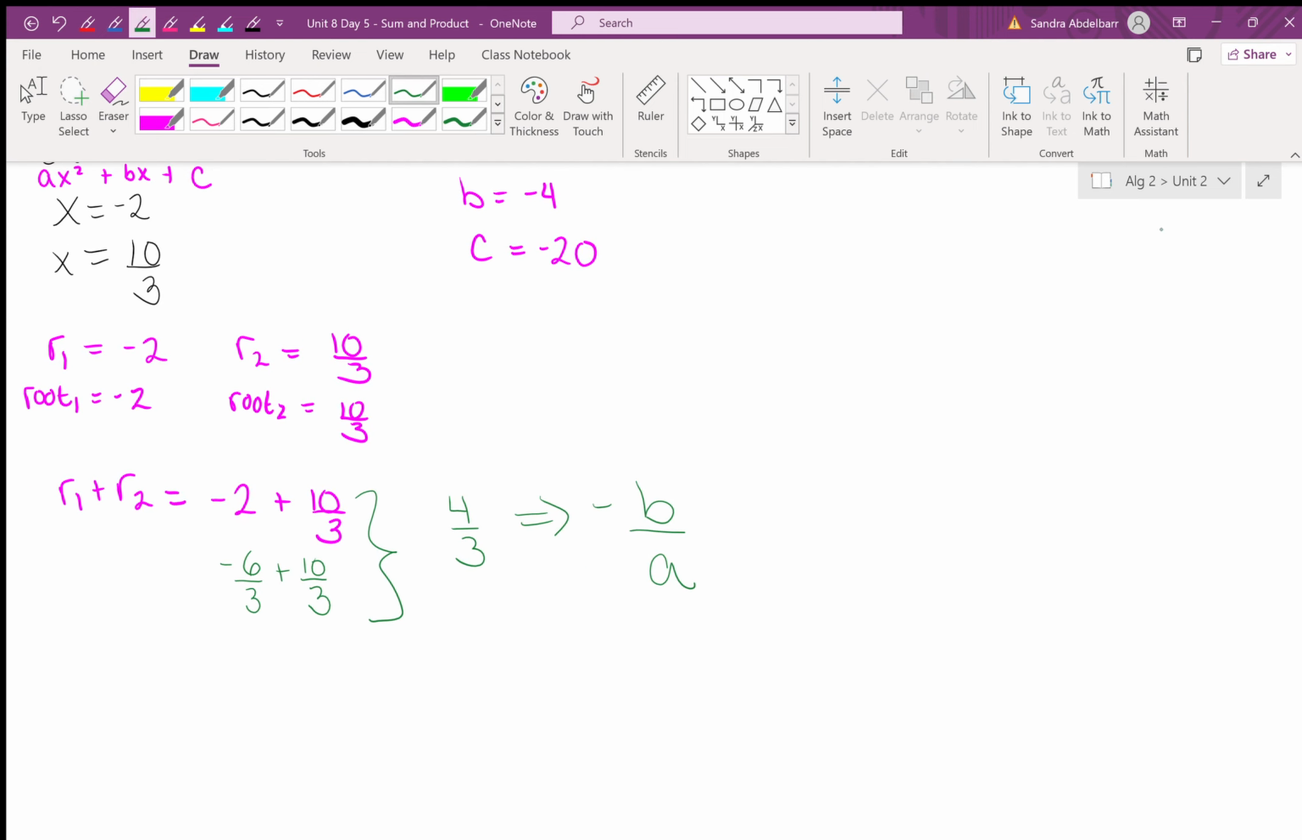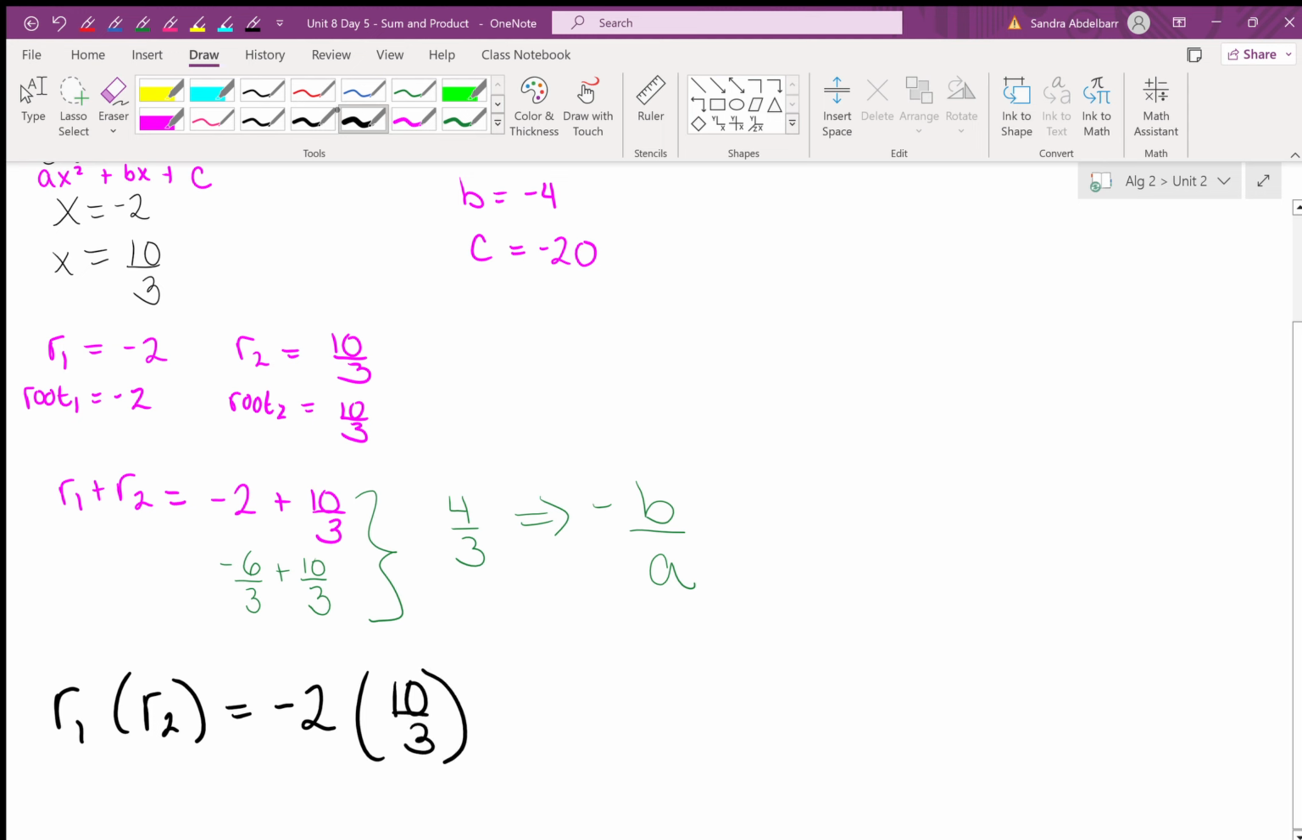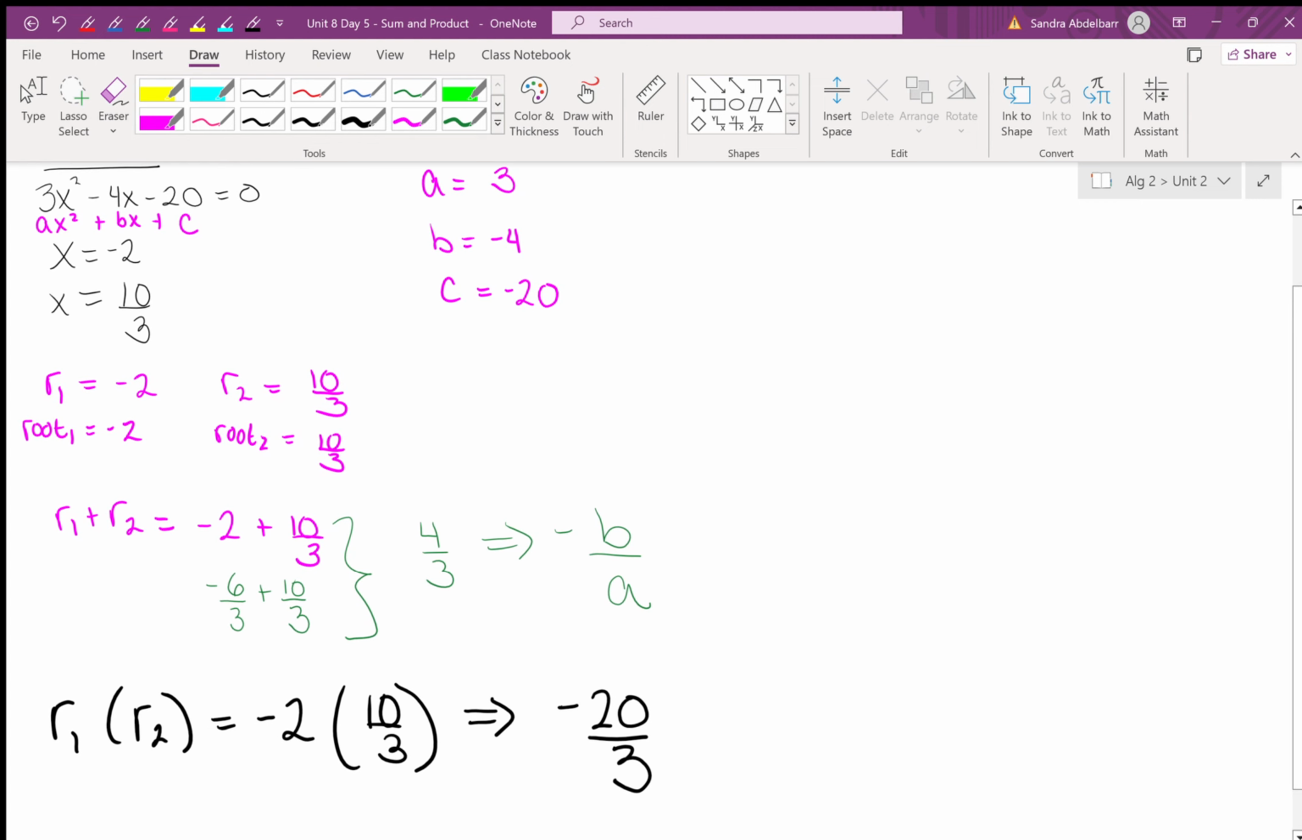So now let's do R1 times R2. So we got negative 2 times 10 thirds. Well, do we agree that's going to be a negative 20 over 3? Right, so now looking back at A, B, and C, if we're making a ratio out of those, what is this representing? Negative 20 over 3 is the same as Arish?